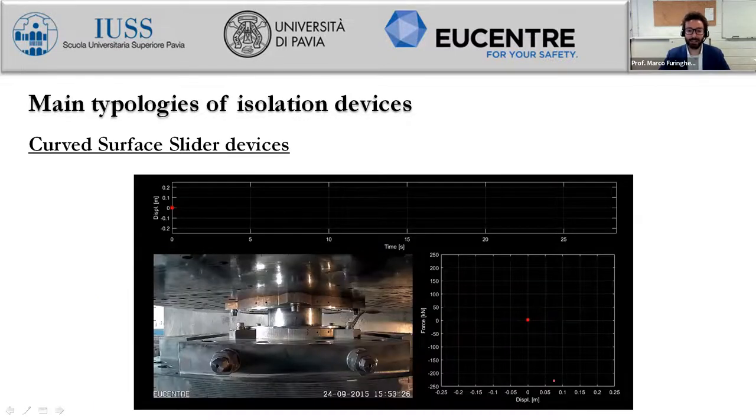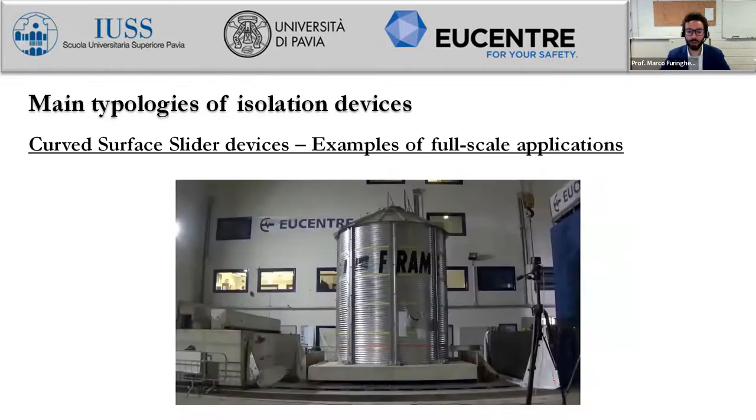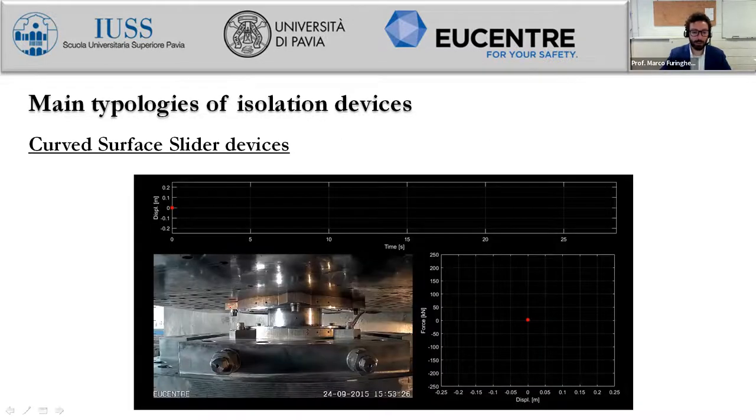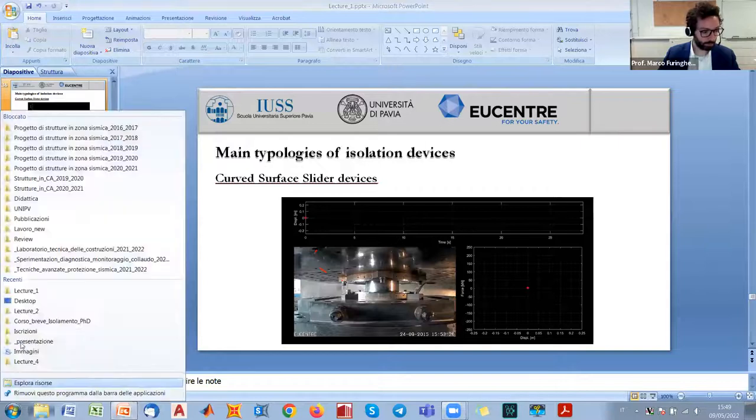And this is exactly the same example I've shown for the recycled rubber bearing. This is for a prototype that we have designed at the Ucentre Foundation. But I have to click on the video. It doesn't work, I don't know why, but I will show it later on. I show the video here.